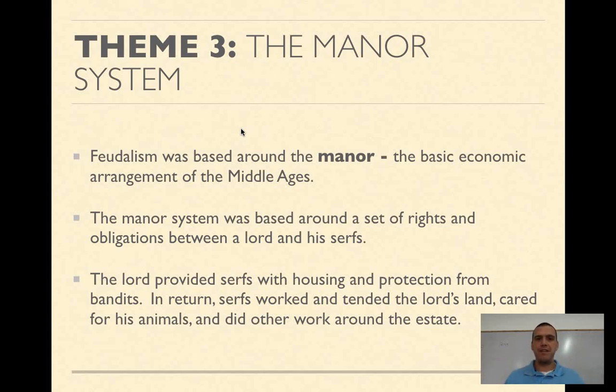The manor system is based around a set of rights and obligations between a lord and his serfs. So, I give you the right to live on the land. You are obliged to work my land and give me the products, the crop, or whatever they're doing. The lord provided the serfs with housing and protection from bandits. And serfs did things like tending the land, caring for animals, and any other thing that the lord or vassal wanted them to do.